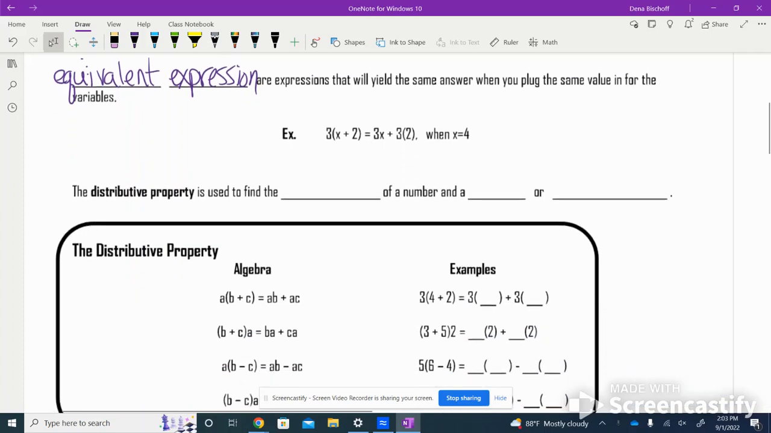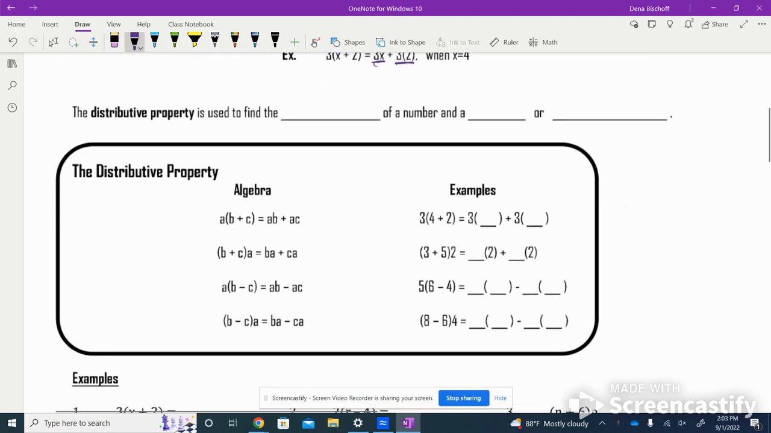So I'm going to scroll up to this. Notice that 3, if I were to distribute, do you guys remember this from last year? 3 times the sum of x plus 2 is the same thing as 3 times x and 3 times 2. Do you remember doing that? Do you remember seeing that? Jason's shaking his head. Yes, no, you don't remember that, Tyler?